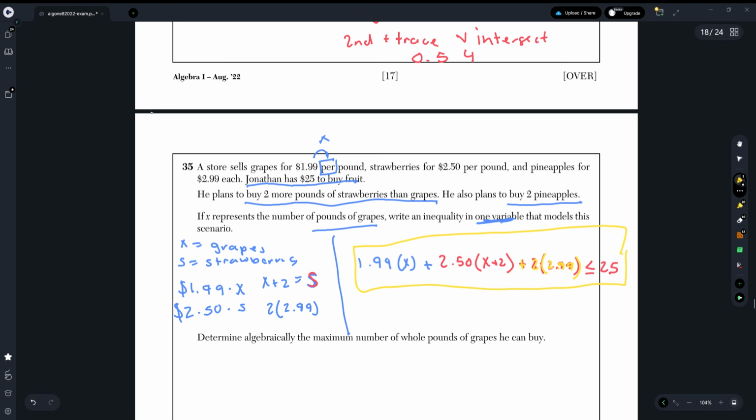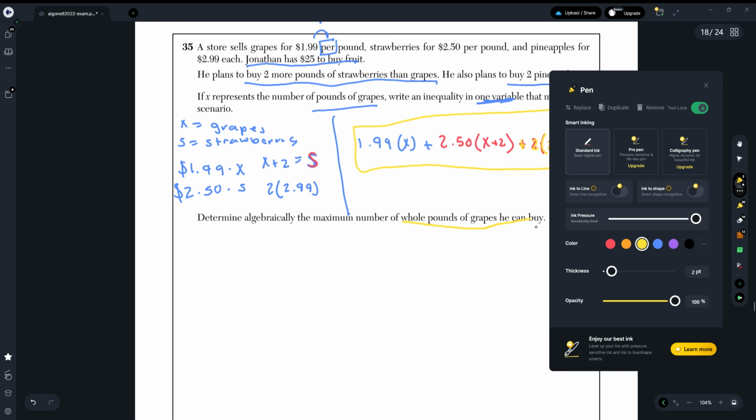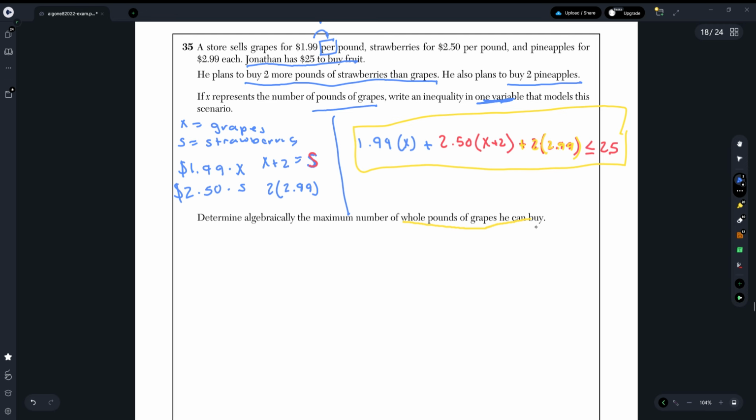Determine algebraically the maximum number of whole pounds of grapes that he can buy. So pretty much the first part of this was asking us, hey, model this. And the second part of this is pretty much saying, hey, solve for x using your formula. So assuming that we wrote this down right, which we did, we're going to rewrite this.